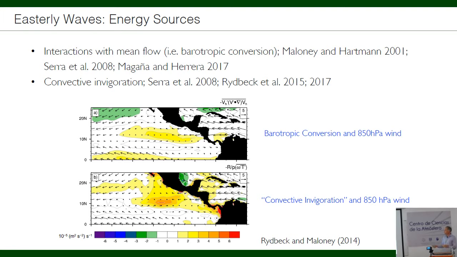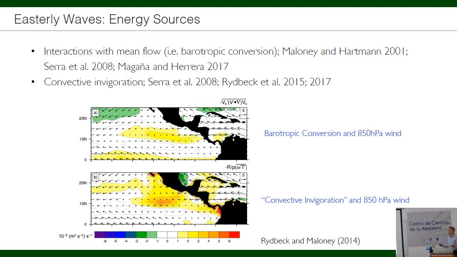Another major energy source for easterly waves is atmospheric convection. When you have precipitation processes in association with convection in the tropics, those release latent heat to the atmosphere. That latent heat can drive vertical motion, which helps to spin up easterly waves. So that's another big generation mechanism for easterly waves.